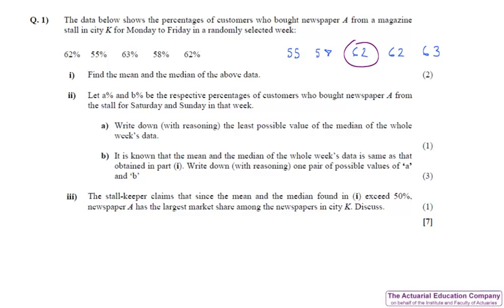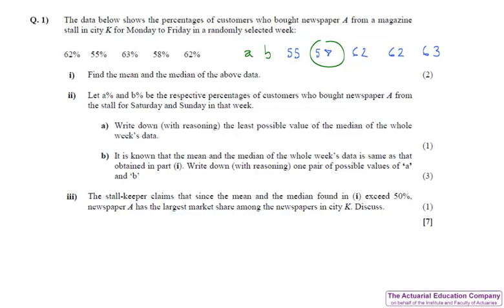In part 2, we were given values A and B for Saturday and Sunday, and need to give the least possible value for the median of the whole week's data. To make it as small as possible, we would need A and B to be as small as possible, and the median of these 7 values will be the fourth one, of 58.